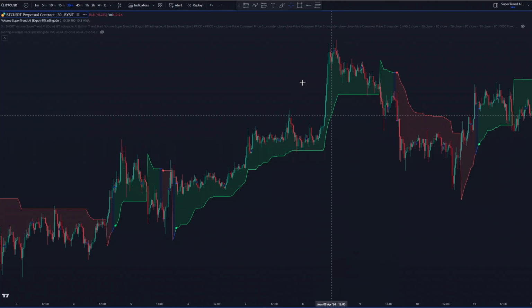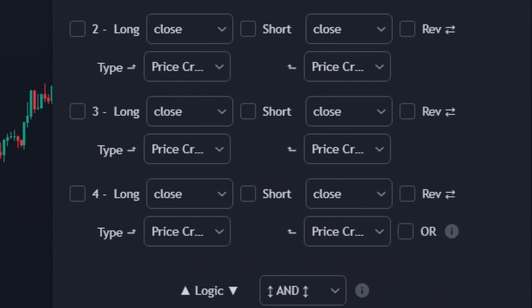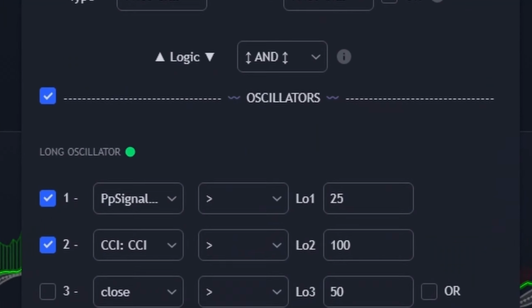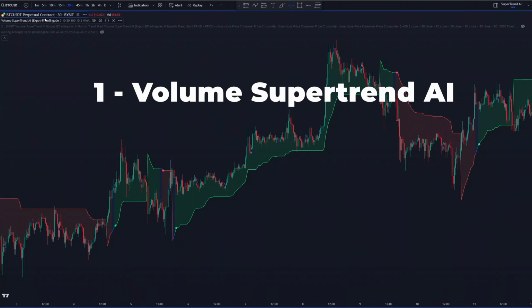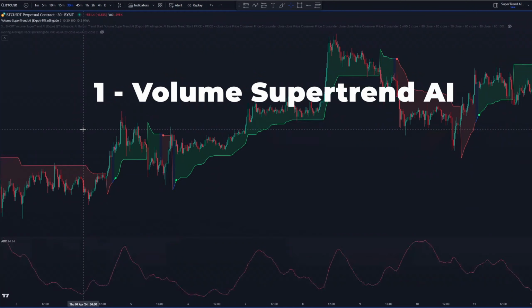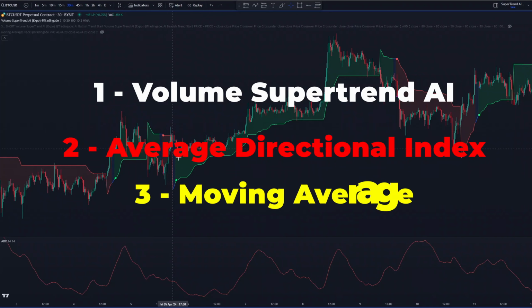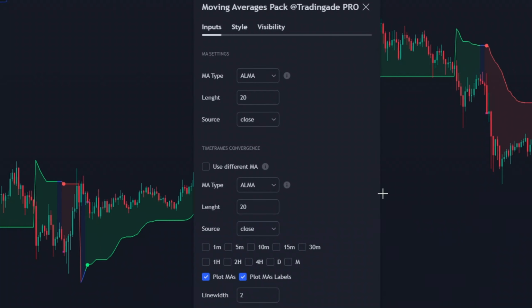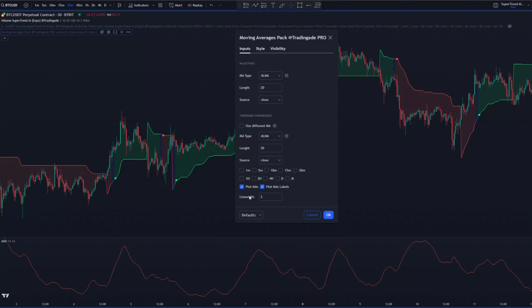Today we will build a strategy using 3 different indicators, and we will combine them using our Strategy Builder, a powerful tool that allows us to build strategies without coding. Let's start by loading the needed indicators. We will use this Volume Supertrend AI, and we will use a modified version compatible with the Strategy Builder. You will find the source code in the Source Code Premium channel on Discord. Then we will use the ADX, the Average Directional Index. It will help us to catch volatility periods, and then we will use a moving average as a confirmation, and we will take it from the moving averages pack, which is another premium indicator that combines different kinds of moving averages from different time frames.